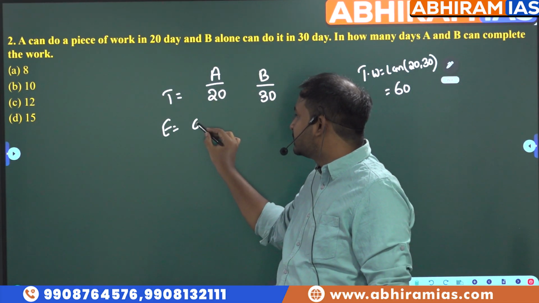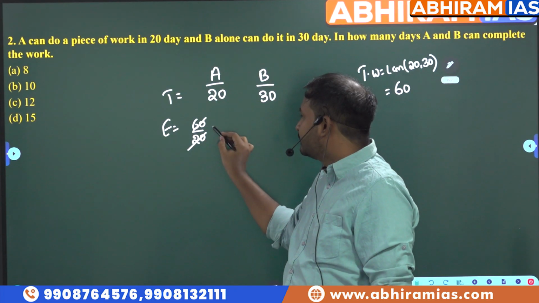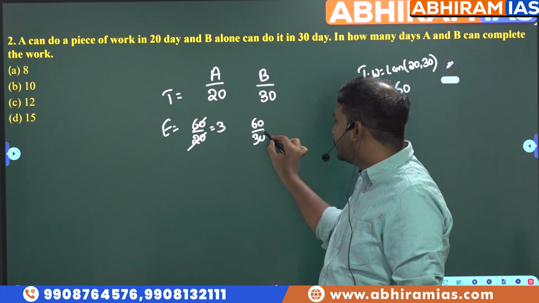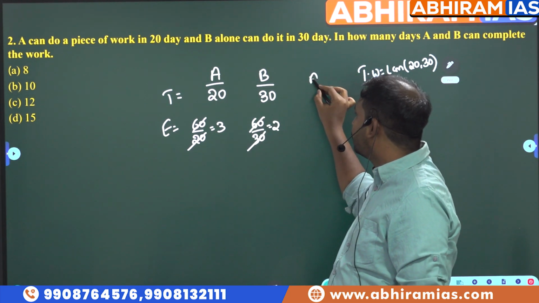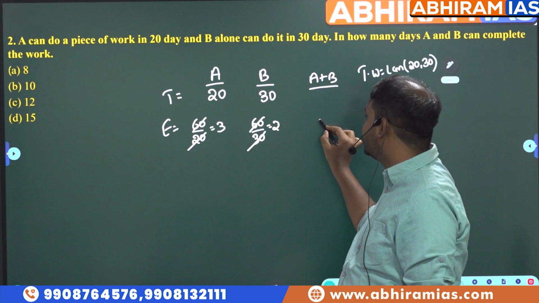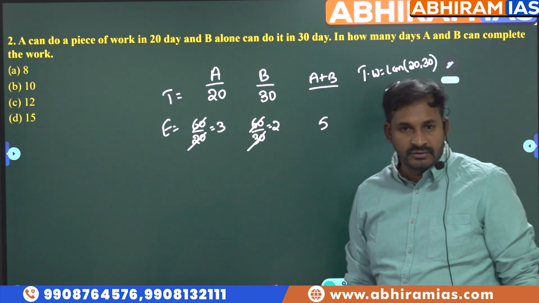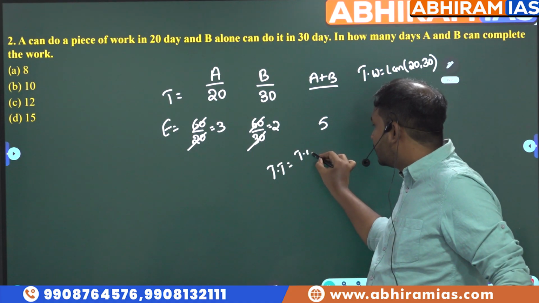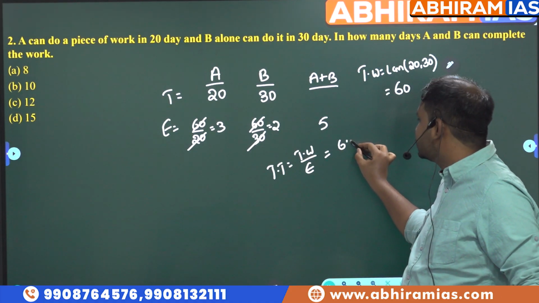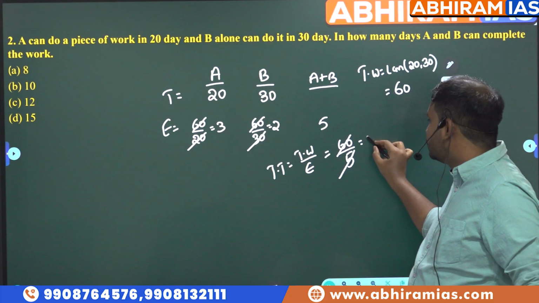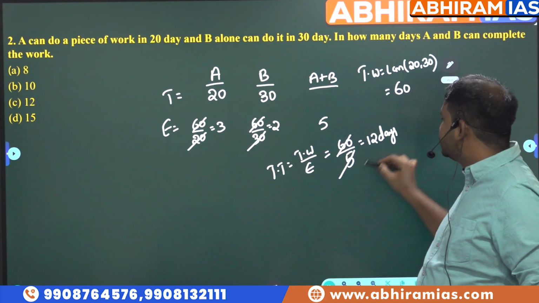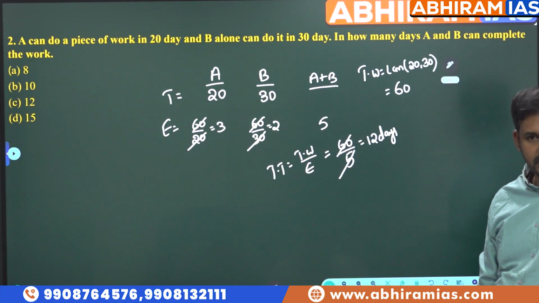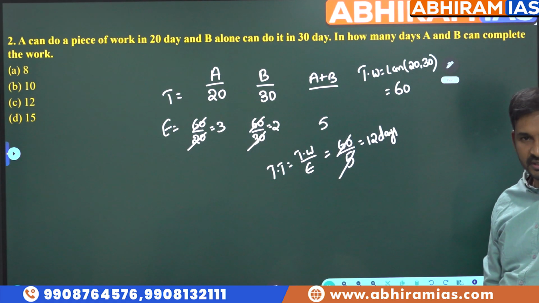Efficiency of A becomes what? 60 by 20, 3. Efficiency of B becomes 60 by 30, 2. Now A and B are working together, so their efficiency will become 5. So time taken will become what? Total work by efficiency. Total work is 60 and combined efficiency is 5. So they take 12 days to finish the job working together.